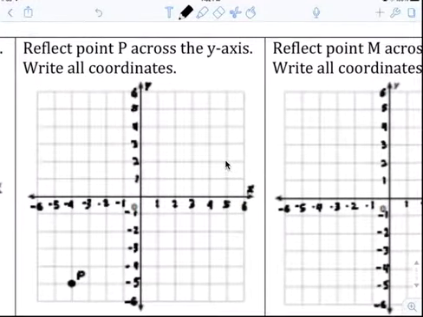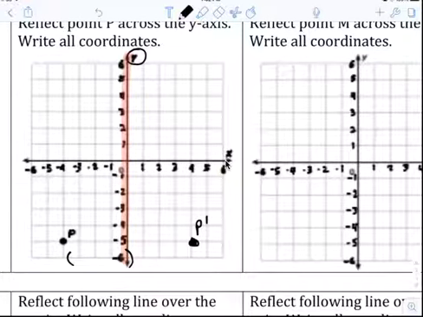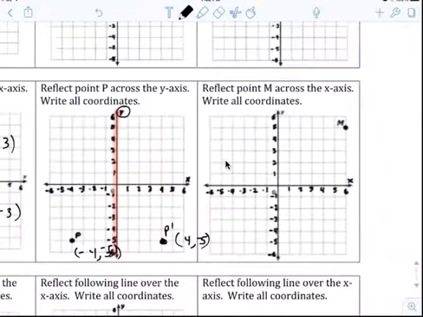Reflect P over the y-axis. This is the y-axis, so put a mirror there. Reflected over there, that means it's 1, 2, 3, 4 away. We used a mirror today in class for you guys to see it. So it's P prime there. And then write the ordered pair. That's negative 4, negative 5, and that's 4, negative 5 for P prime, the image.